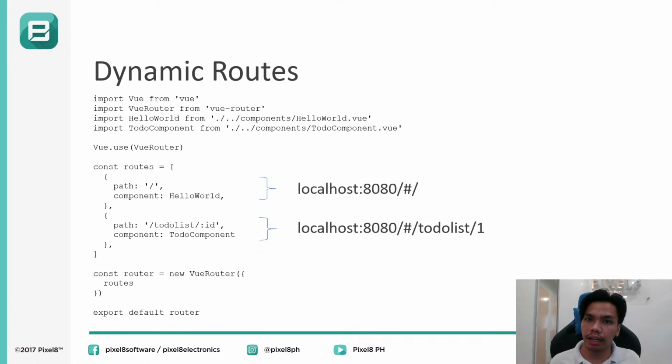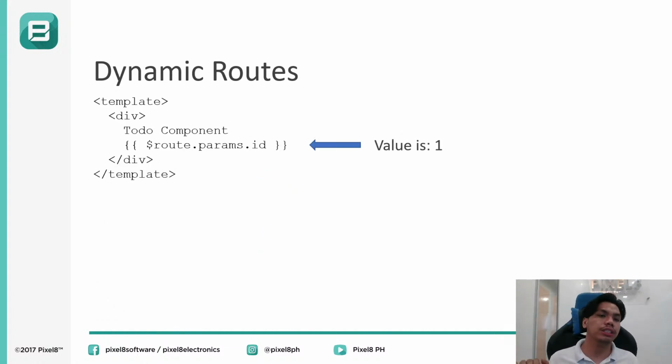Based on the URL alone, you can send parameters, or you can send values to components. In this case, we passed an ID to the component, which is this one. So this is how you access those parameters inside a route.